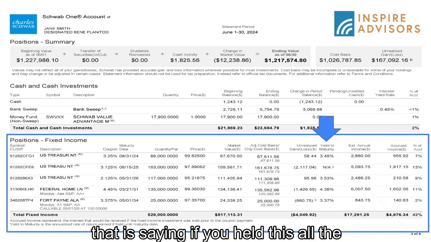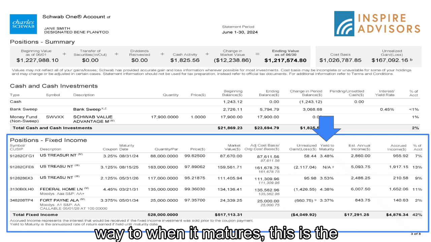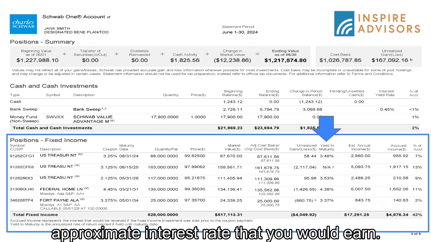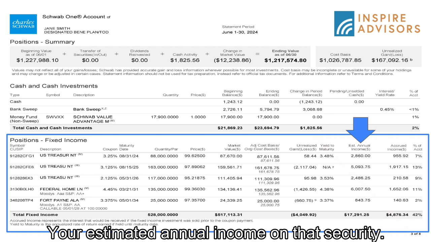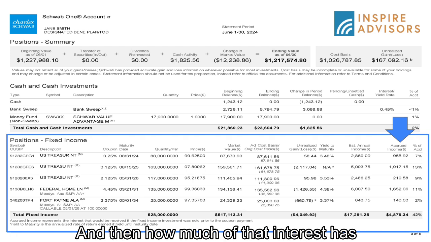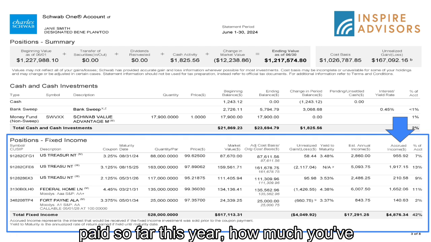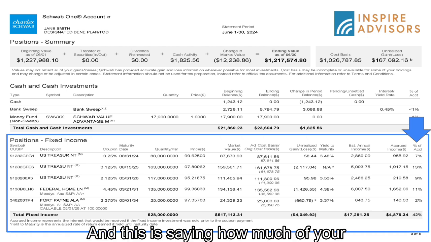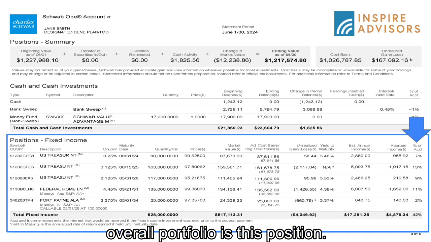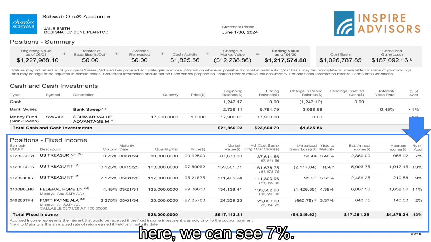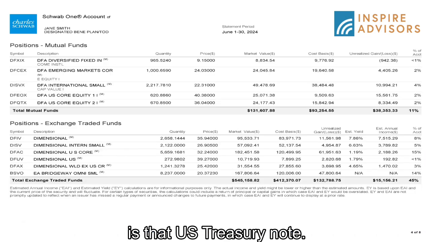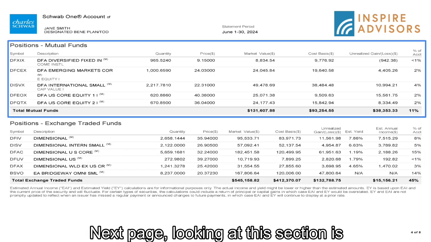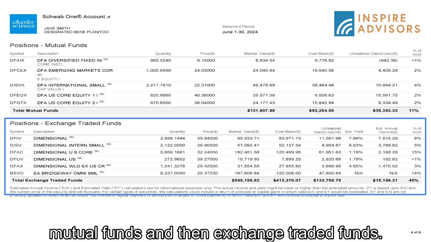Yield to maturity is saying if you held this all the way to when it matures, this is the approximate interest rate that you would earn. Your estimated annual income on that security, and then how much of that interest has been paid so far this year, how much you've accrued so far this year, and this is saying how much of your overall portfolio this position is. So like the first one here, we can see 7%. So 7% of this portfolio is that U.S. Treasury note.